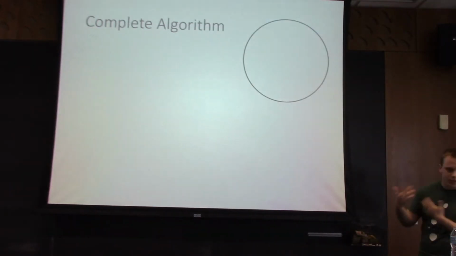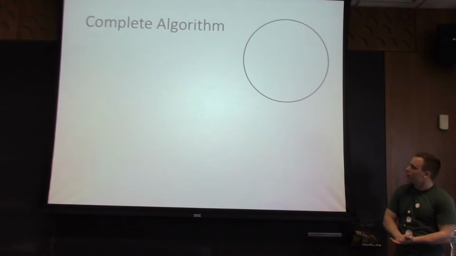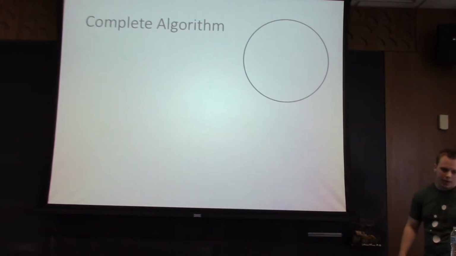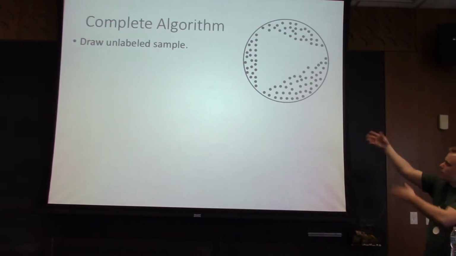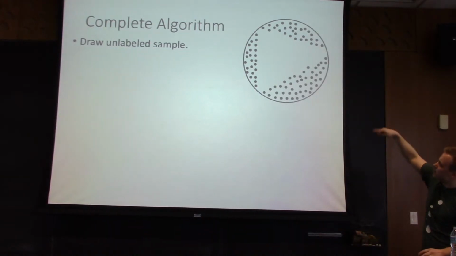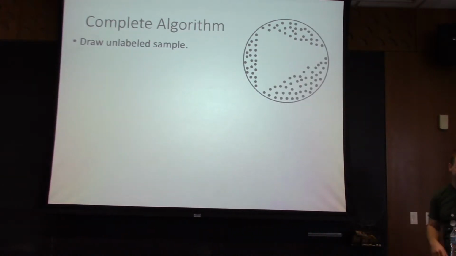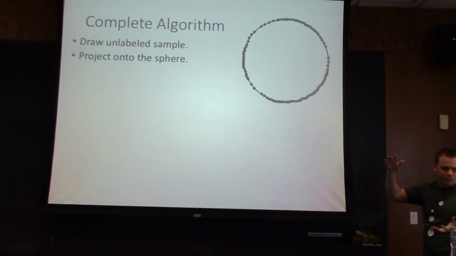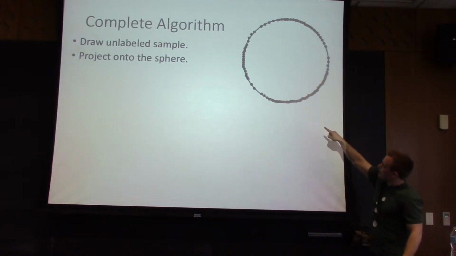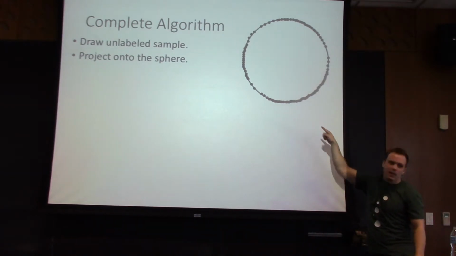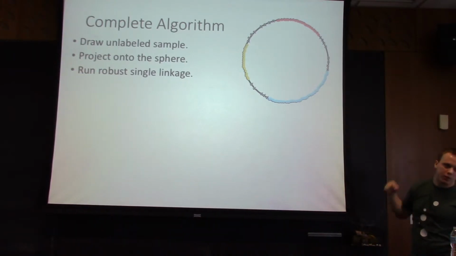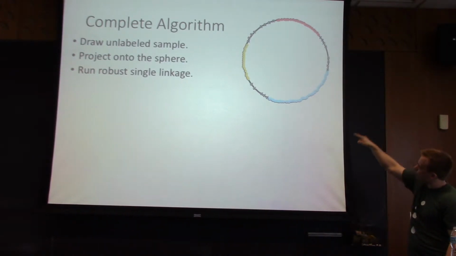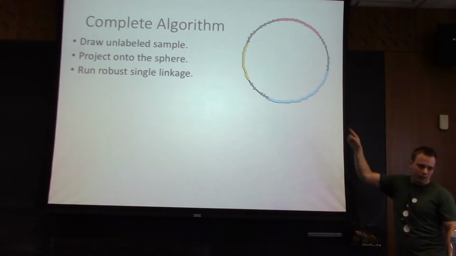Okay, so when you apply this to the 1 versus all problem, here's the complete algorithm. So first, we draw some unlabeled sample from the distribution, and admittedly I drew this one by hand, so it has some suspicious patterns, but that's fine. Get the idea. So the first step is we project all of that onto the surface of the circle, and you'll see you get these dense regions where the classes were, and it gets spaced out in the middle. Then we run robust linkage, and so that's going to discard a lot of these isolated points, and we'll get these spherical cap-looking clusters out of it.